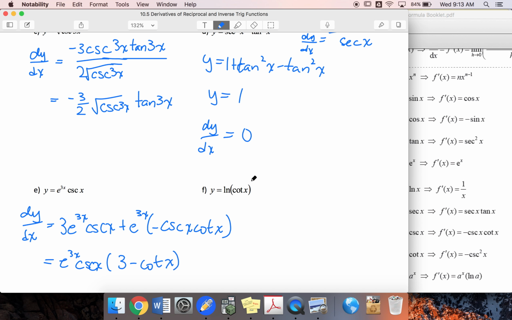Again, I've got a chain rule. So derivative of ln is 1 over, and then derivative of cotangent is negative cosecant squared. So I'll put that on top. And we could simplify this using our trig identities, or we could just leave it like this.